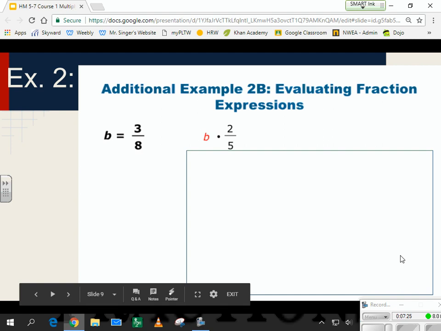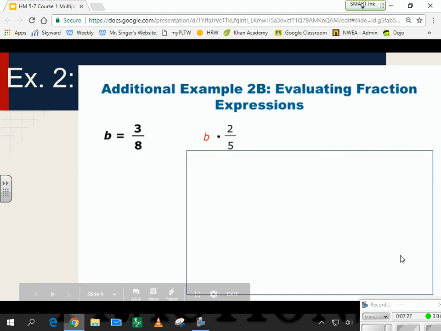All right, so let me show you another one where we have b times 2/5, and we know that b equals 3/8. So let's rewrite this as plug and chug, 3/8 times 2/5. Now I do want you to look, cross simplify, and see if there's anything we can simplify. Can we simplify 3 and 5? Is there a number that you can divide both those by? No. But there is for 2 and 8. Since they're both even, we could divide them both by 2.